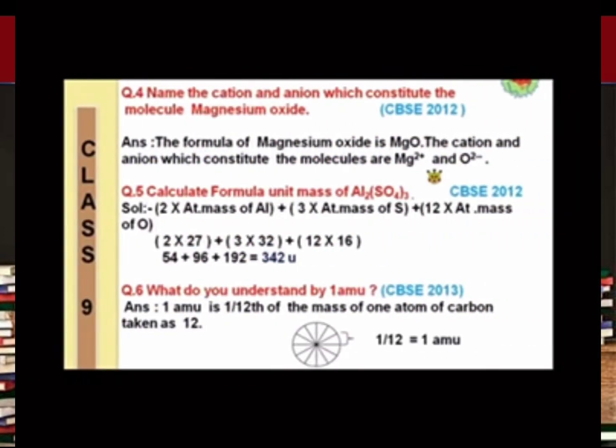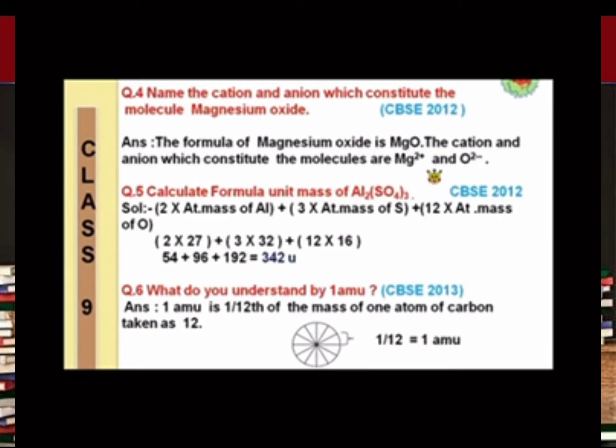Next question, name the cation and anion which constitute the molecule magnesium oxide. The formula of magnesium oxide is MgO. The cation and anion which constitute the molecule are Mg2+ and O2-. Mg2+ and O2- will be the cation and anion of MgO.